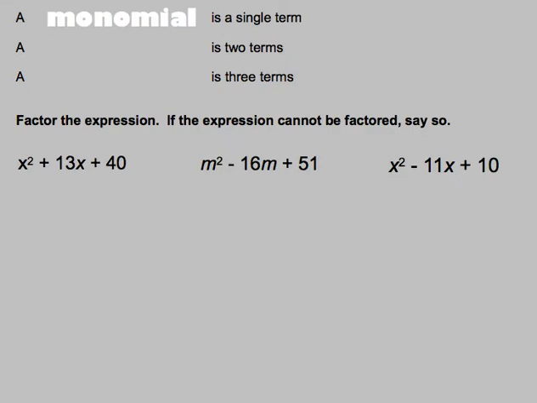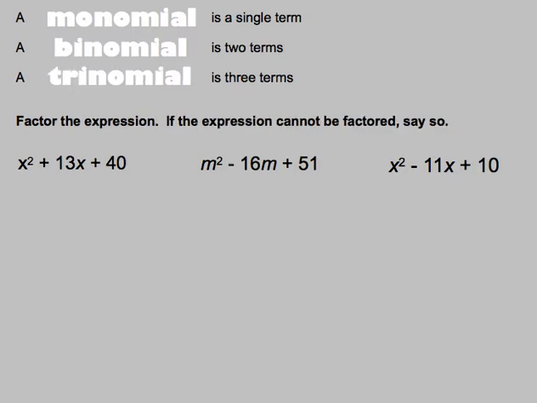We have lots of different kinds of polynomials. If there's just one term, it's a monomial. If there are two terms, it's a binomial. If there are three terms, it's a trinomial. Now, if you look at the next three expressions, x squared plus 13x plus 40, the next one, these are all trinomials because they have 1, 2, 3 terms.